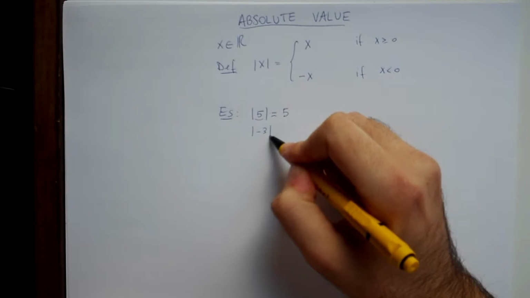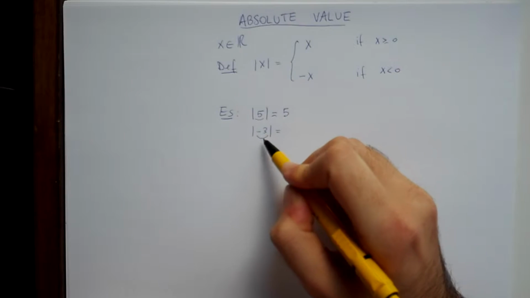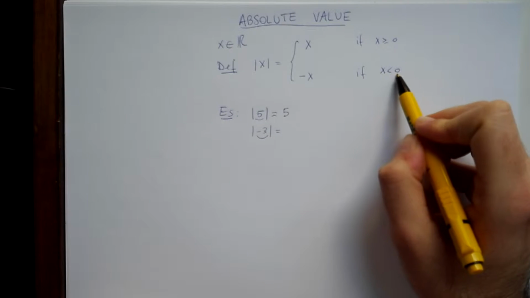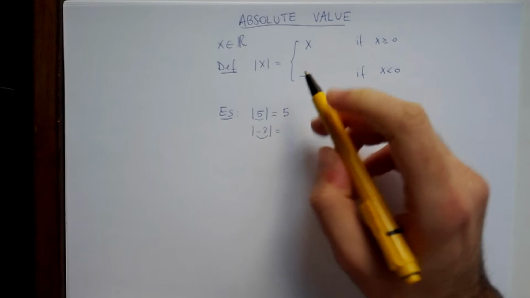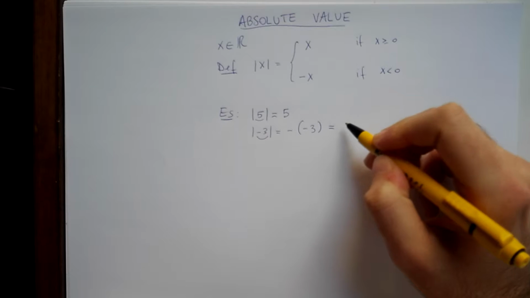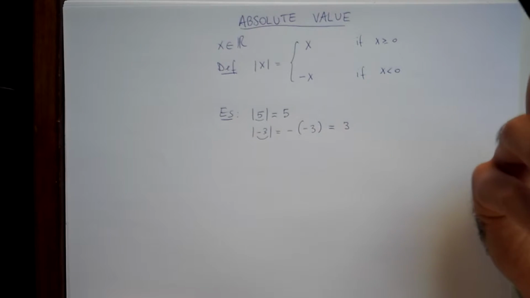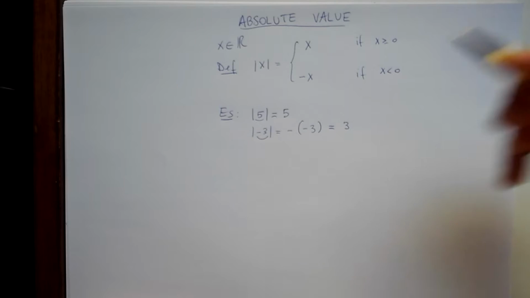If I have the absolute value of minus 3, then minus 3 is the x, and we are in the second case. Minus 3 is smaller than 0, so the absolute value of minus 3 is minus (minus 3). Minus times minus gives plus 3. So basically the absolute value gives the number without the sign. This is the important part.